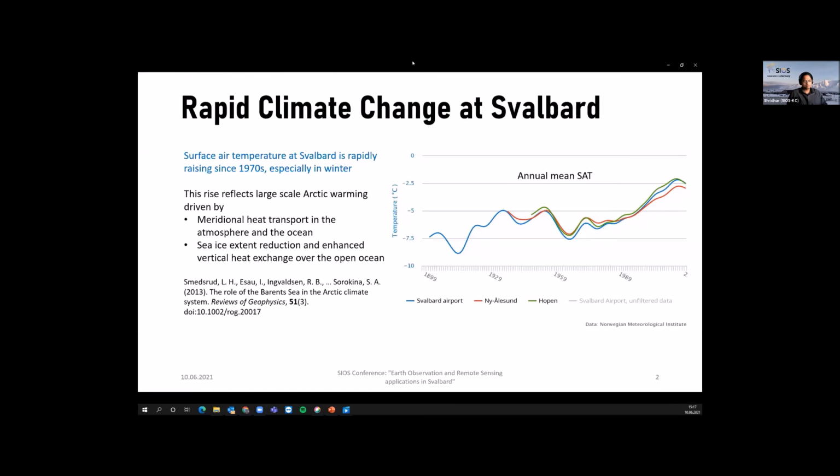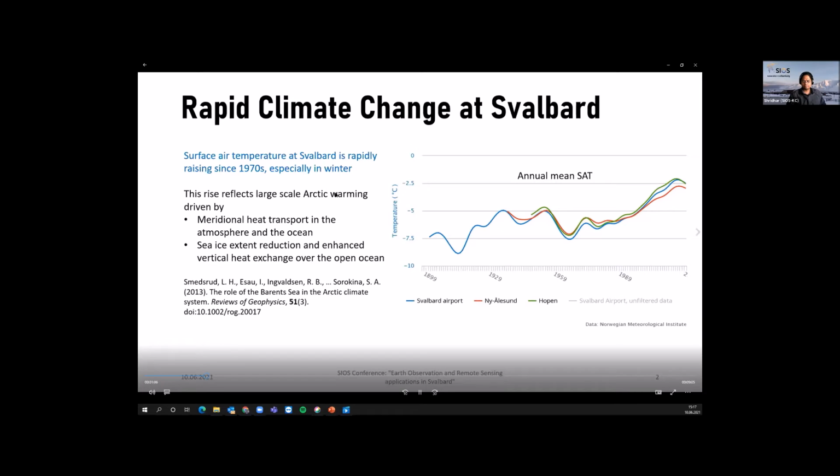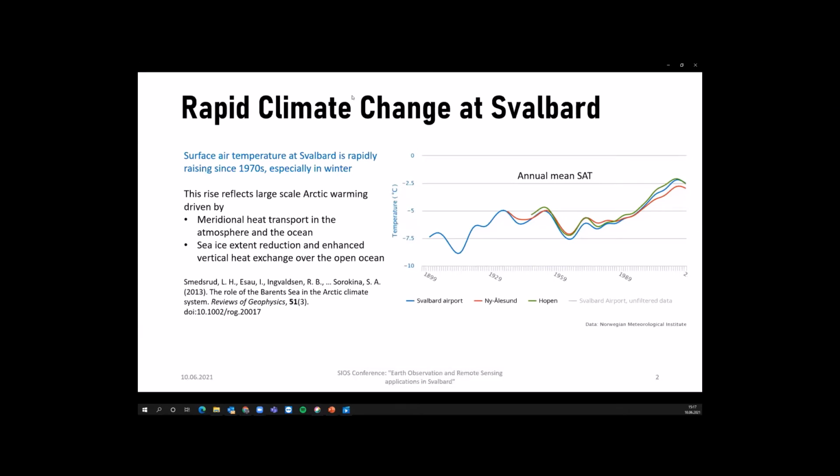Surface air temperature at Svalbard has been rapidly rising since the 1970s, especially in winter. Century-long observations at the Svalbard airport show a persistent surface air temperature increase by almost 10 degrees in winter, or an increase by 5 degrees for the annual mean. Most of this increase has occurred since the 1990s. That is during the era of intensive satellite observations. In this sense, satellite remote sensing is key to revealing the full extent and complexity of the Arctic amplification over Svalbard.